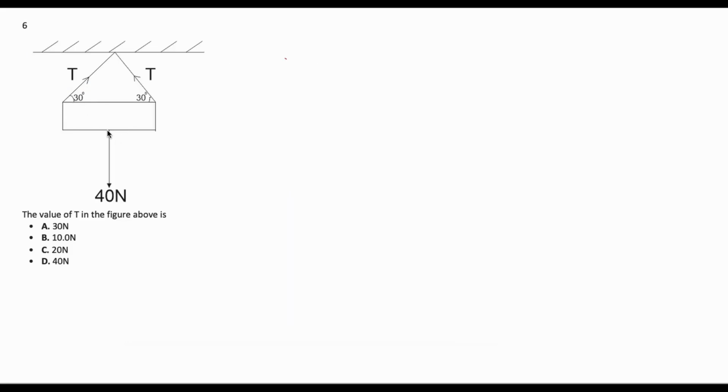Question 6 gives us this figure with a force of 40 newtons acting down the midpoint of this box. And we've been told to find the value of the force T acting across this inclined string on both sides. So for all we can tell, this force of 40 newtons is acting at the midpoint of this box right here, which means that the force is going to be split equally between both ends. So at this point, we can tell that we have 20 newtons acting on this side and 20 newtons acting on this side as well.